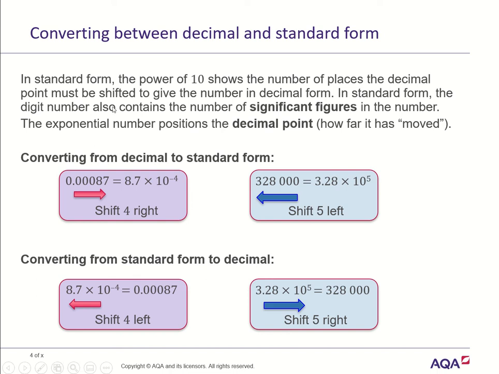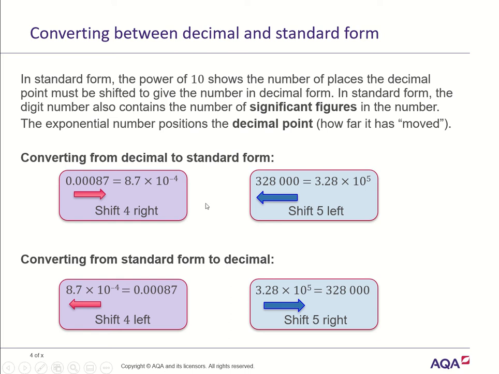It's important to note that the digit number also contains the number of significant figures needed. So it's very important to look out for that in exam questions, as it was at GCSE. But at A level, you might also be asked to put your answer into an appropriate number of significant figures. You've got to look at all the information given and work out what's the appropriate number, based on the significant figures in the numbers they've given you for the question.